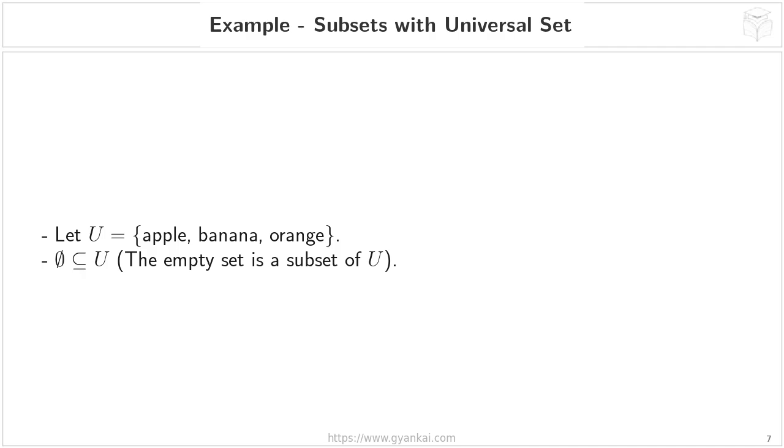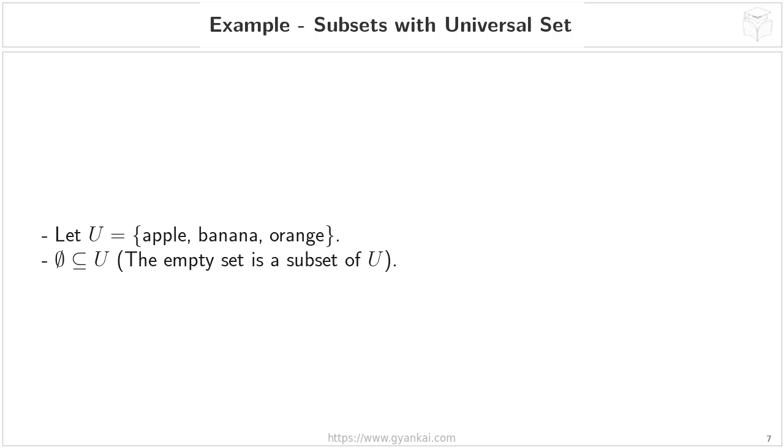Now, the first statement says that the empty set is a subset of U. We write this as empty set is a subset of U. Remember, the empty set is just a set with absolutely nothing in it. And we've already discussed that the empty set is a subset of every set, including our universal set U. Simply because there's nothing in it that isn't also in U.